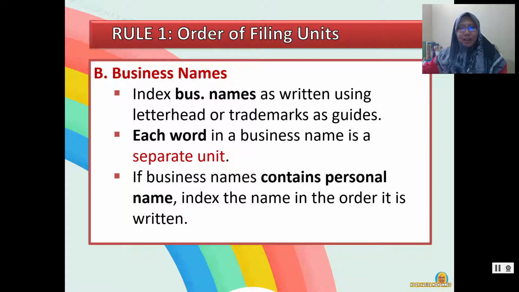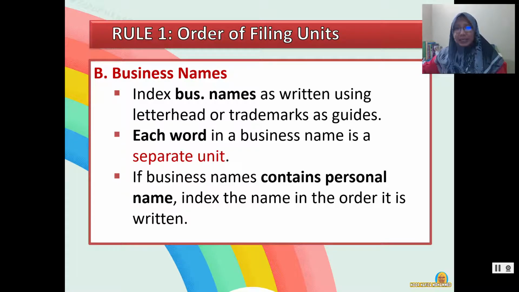Okay, hi there. We are going to continue to rule 1, which is the order of the filing units. Previously, we have learned about rule 1A, which is the order of the filing units for personal name. So, the next one, we are going to proceed to rule 1B, which is for the business name.